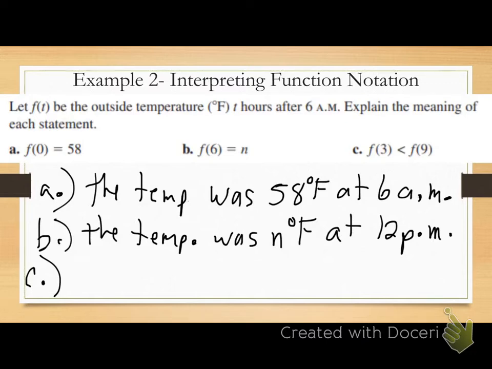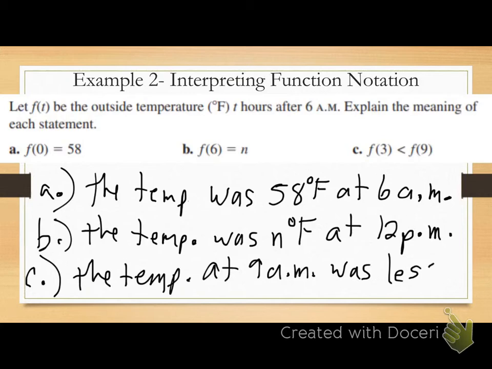So 9 a.m., right? F of 9 is representing the temperature 9 hours after 6 a.m. So that'd be 6 to 7, 7 to 8, 8 to 9, 9 to 10, 10 to 11, 11 to 12, 12 to 1, 1 to 2, 2 to 3. 3 p.m., right? So it's saying the temperature at 9 a.m. was less than the temperature at 3 p.m. Does that make sense for letter C? Yep. Any questions on that? We good at interpreting function notation?